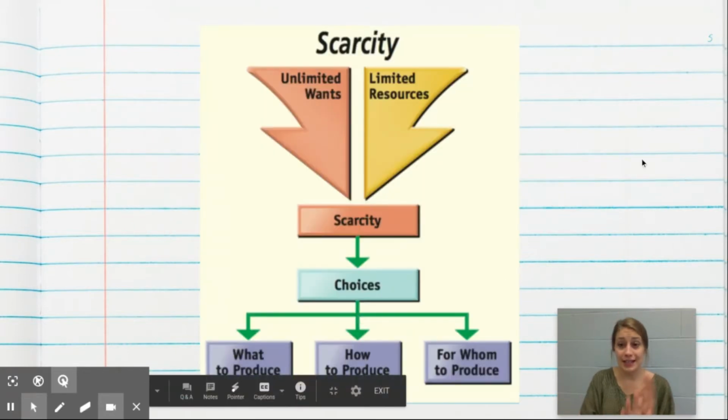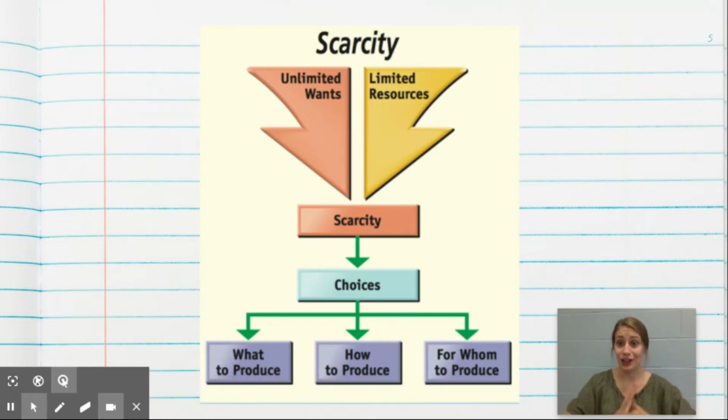So here is a model of scarcity. You don't have to write it down. We're going to talk about scarcity a lot. Just like I said, scarcity is unlimited wants with limited resources. So when you have unlimited wants, but you have a limited number of resources, it creates a scarcity.